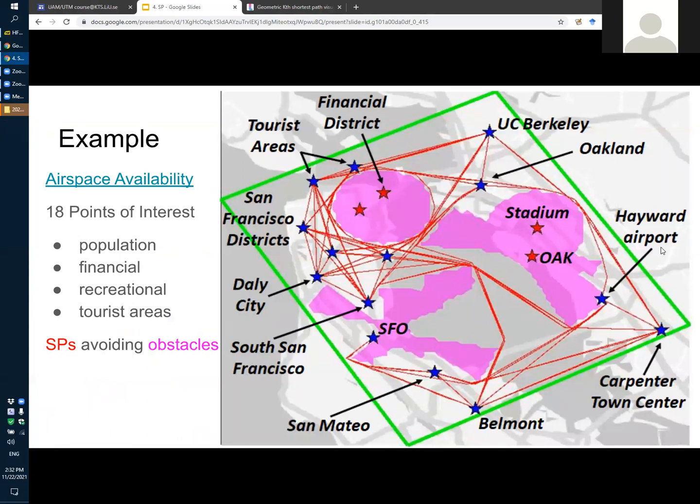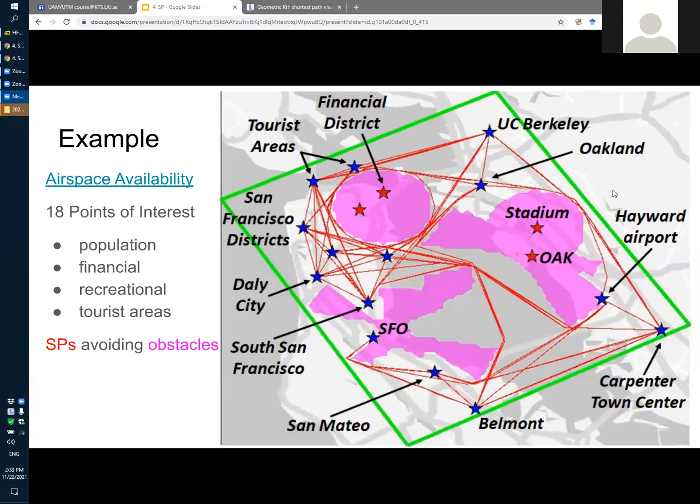And well, here is an example. Here on the right is a picture from the airspace availability set of slides which we looked at earlier. And in particular, it shows quite a lot of shortest paths between the different points of interest, POIs, as we call them. And you can see how the shortest paths go from vertex to vertex and go to the destination. Okay, so they are again avoiding obstacles, where the obstacles in the pictures are these pink or magenta, or whatever that color is.